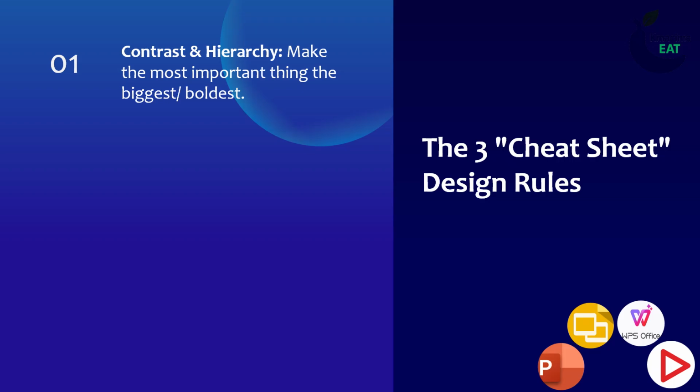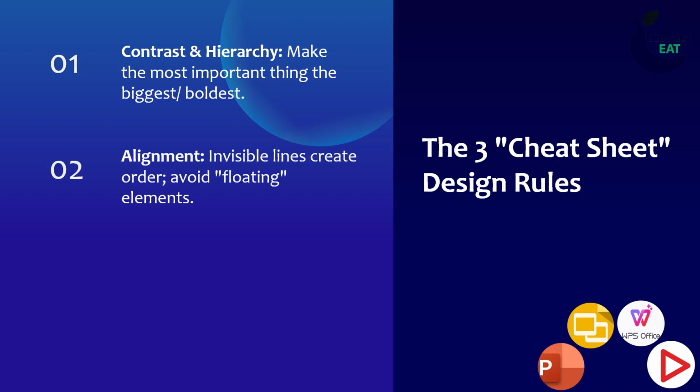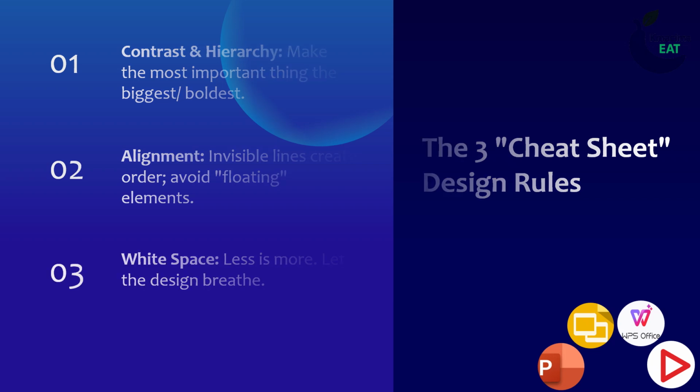First, hierarchy. Don't make the title and the body text the same size. Tell the viewer's eye where to look first. Second, alignment. Everything should line up with something else. It makes your work look organized.